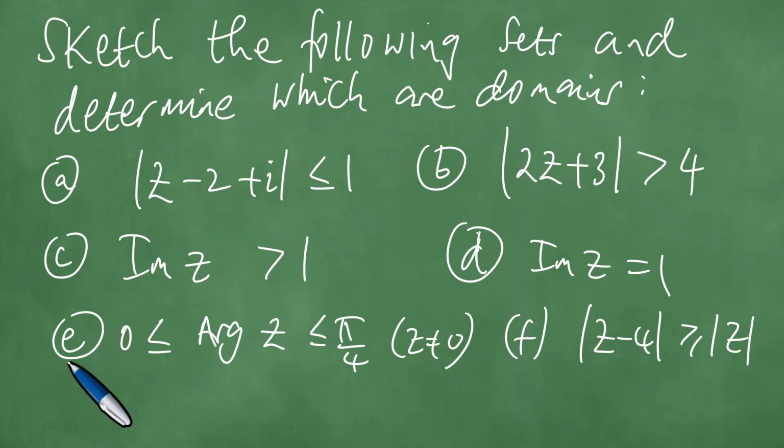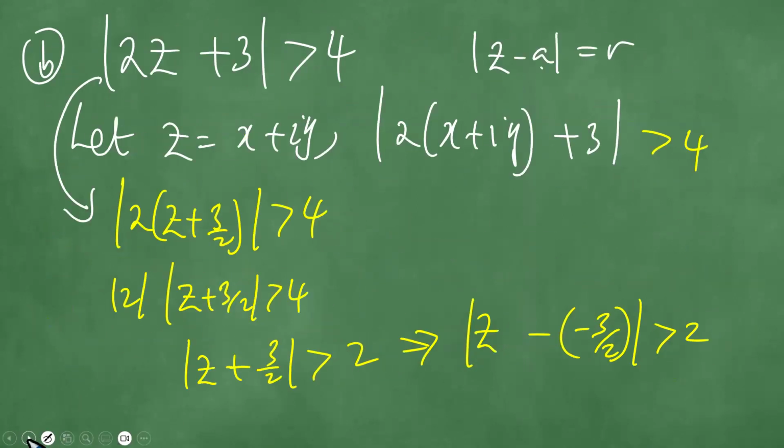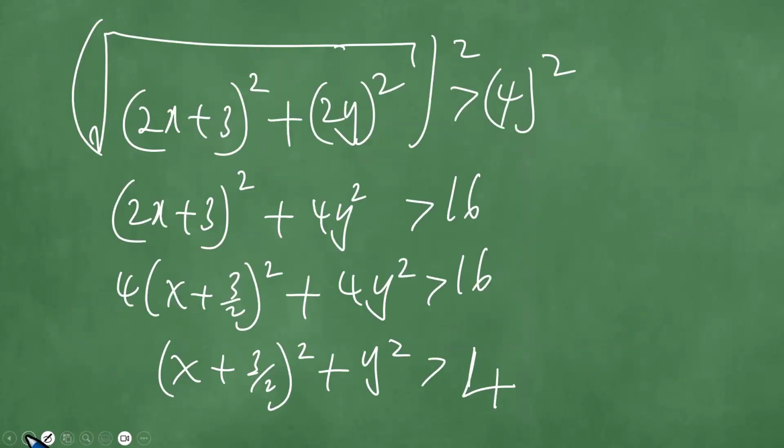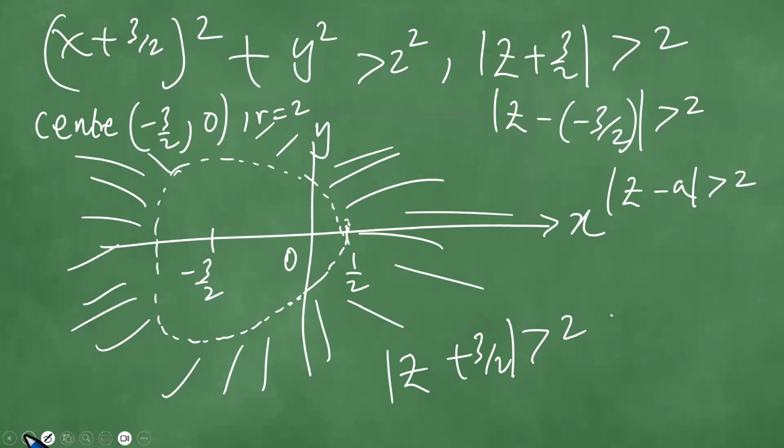Okay, but now there are a couple of things. Obviously, you can see that B is open. And because it is open, it is called a domain. This one is a domain, because domains are open and connected sets. So it is open. And how is it connected?